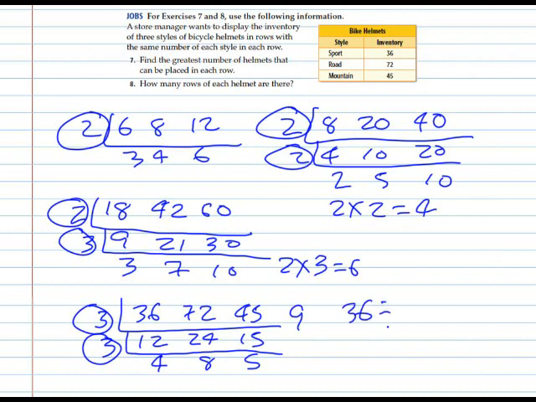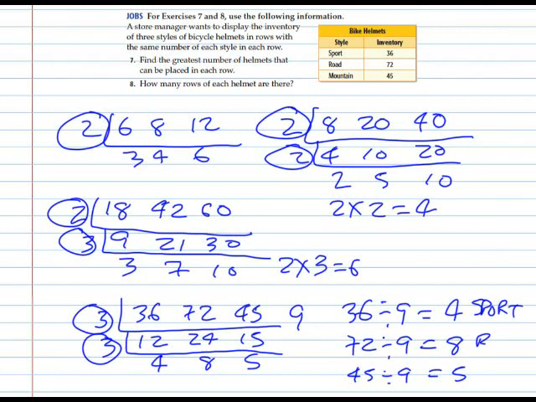How many rows would I have then? 36 divided by 9 is 4. 72 divided by 9 is 8. And 45 divided by 9 is 5. So 9 rows in which there are 4 sport, 8 road, and 5 mountain helmets.